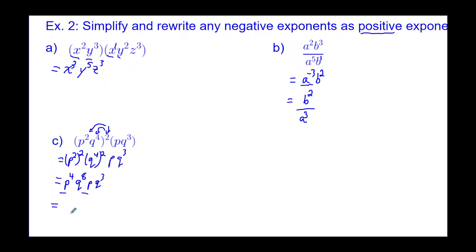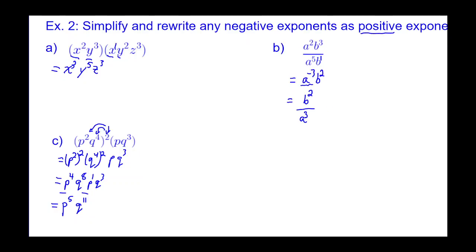P to the 4 times p, we're multiplying powers with the same base, keep the base, add the exponents, and again, the understood exponent here is a 1. And finally, last but not least, q to the 8 times q to the 3, keep the q, add the exponents, 8 plus 3 gives us 11. So that was an introduction, reminder, review of some exponent laws and how to manage and deal with exponents.